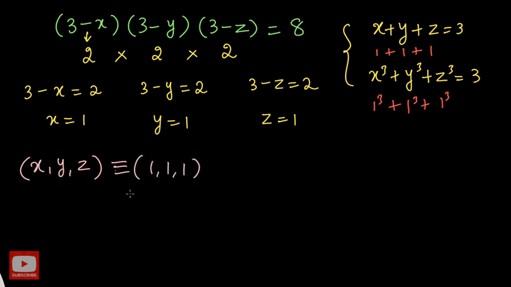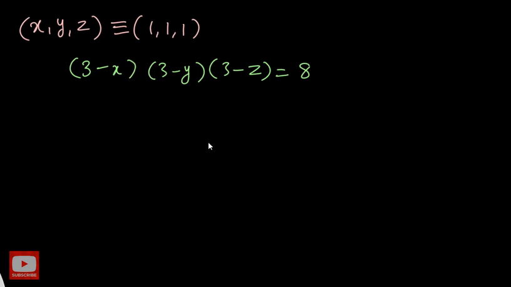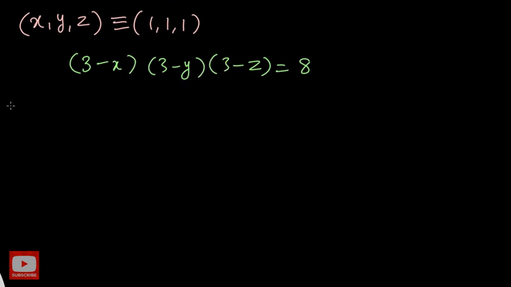But there can be more solutions, right? So we cannot assume that these are the only solutions. Let us try to find out. Let us work out with this equation itself and then try to find out more solutions. So I'll rewrite the equation here, 3 minus x times 3 minus y times 3 minus z equal to 8. Let us try with some more numbers. So we tried with 2 into 2 into 2, right? So let's see if some other numbers can work here.